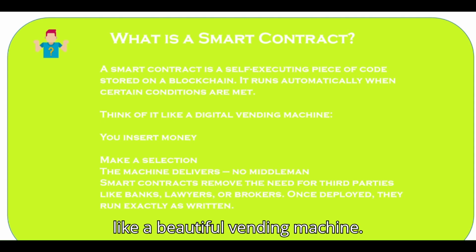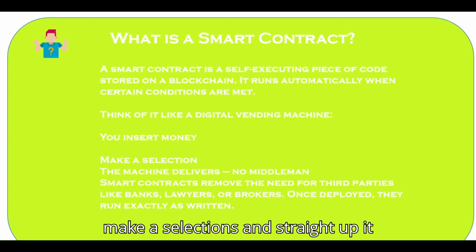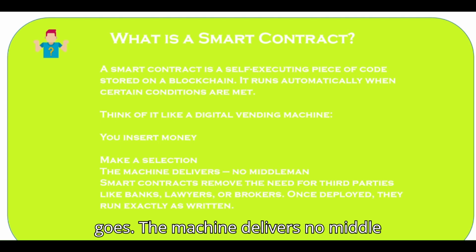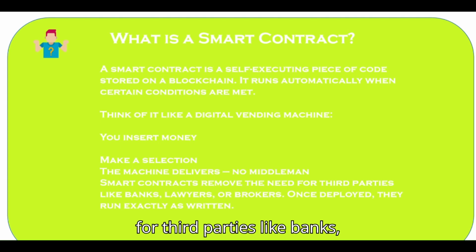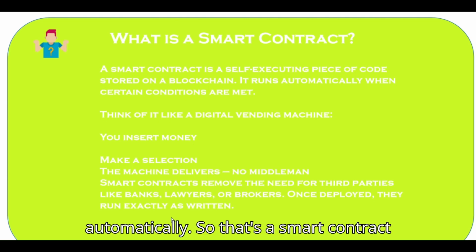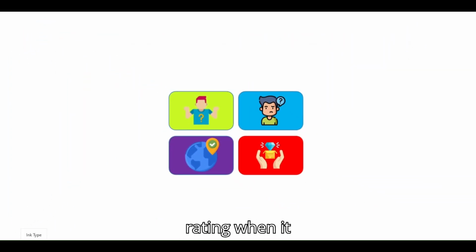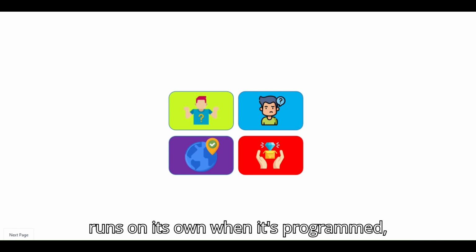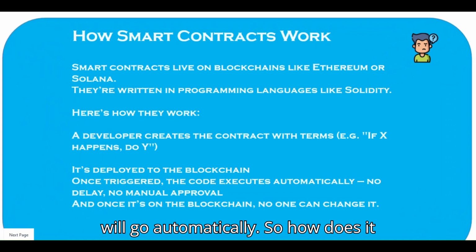Think of it like a digital vending machine. You insert money, make a selection, and the machine delivers. No middleman. Smart contracts remove the need for third parties like banks, lawyers, and brokers. Once deployed, they run automatically. So that's a smart contract for you. It's a program that runs on its own when it's programmed. If you write the right code, it will go automatically.